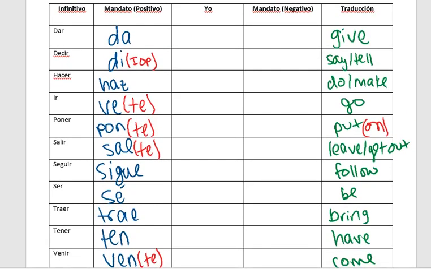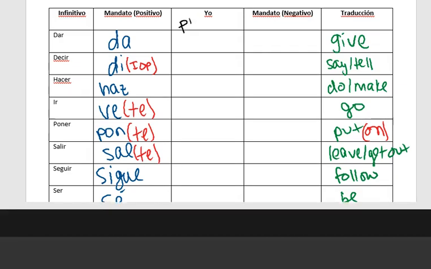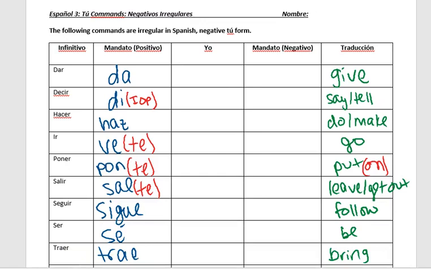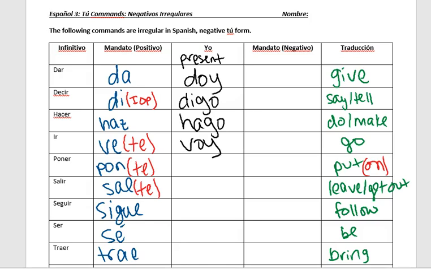So when we look at the yo forms, this is in our present tense. Let me make sure my pen's working. Okay, I went a little crazy there. All right. To say I give in the present tense is doy. I say or I tell, digo. I do or make, hago. I go is voy.